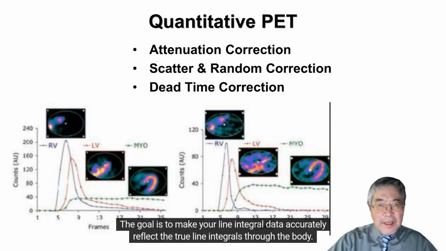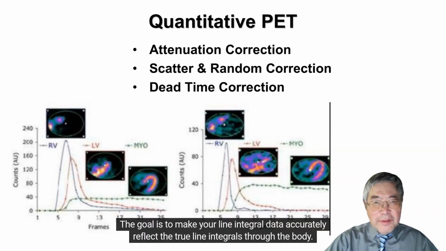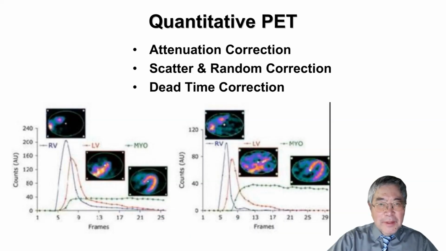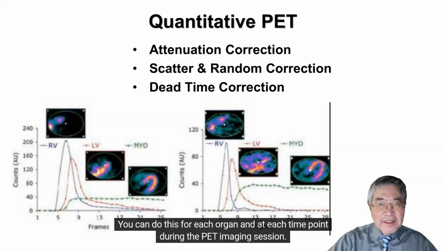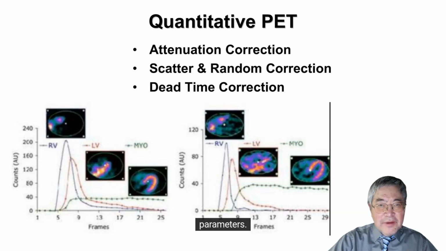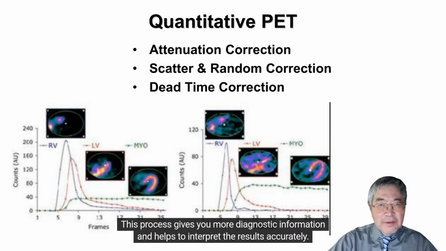The goal is to make your line integral data accurately reflect the true line integrals through the body. This allows you to reconstruct images that truly represent the concentration of radio tracer in the organ of interest. You can do this for each organ and at each time point during the PET imaging session. By plotting these time curves, you can assess perfusion in different regions and extract physiologically relevant parameters. This process gives you more diagnostic information and helps to interpret the results accurately.